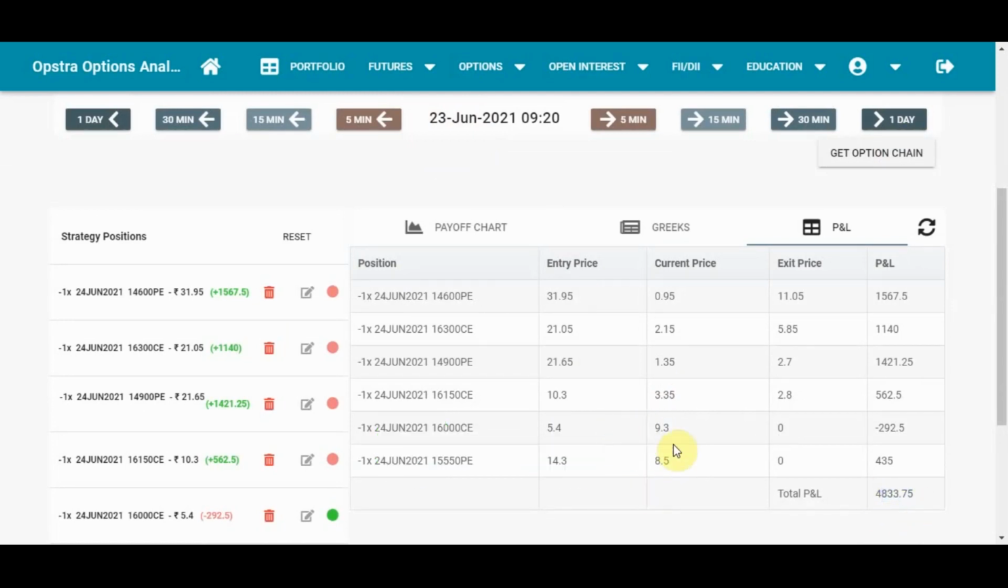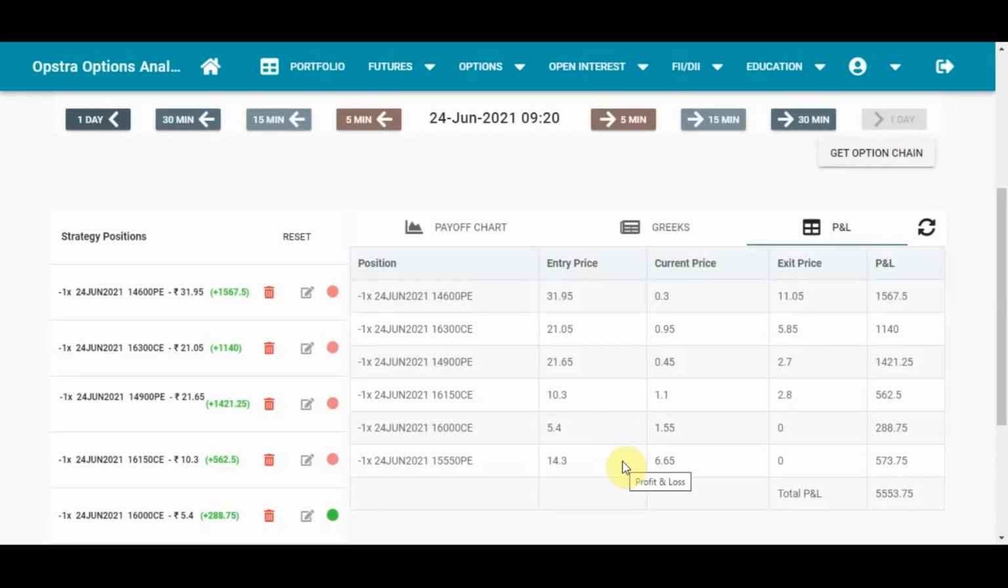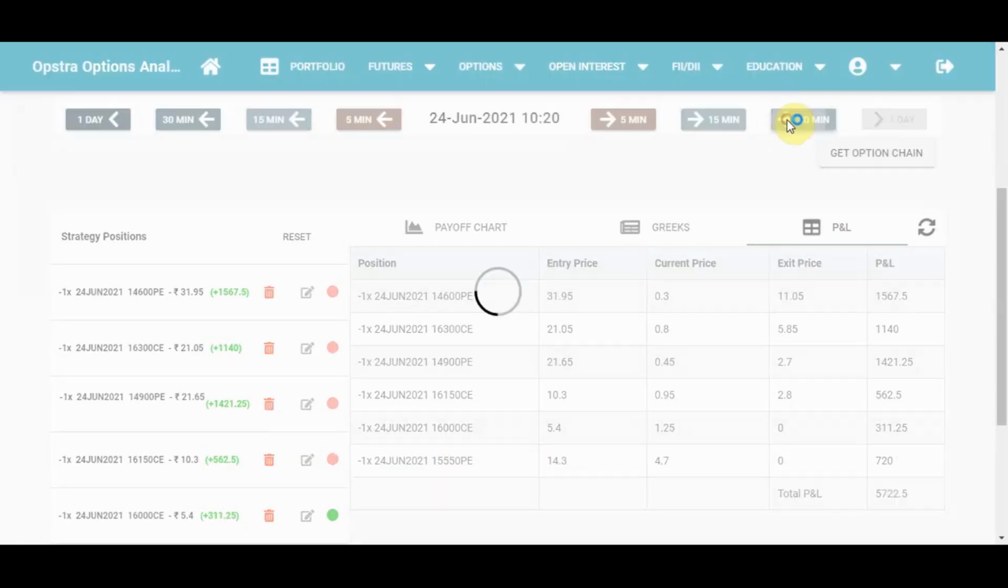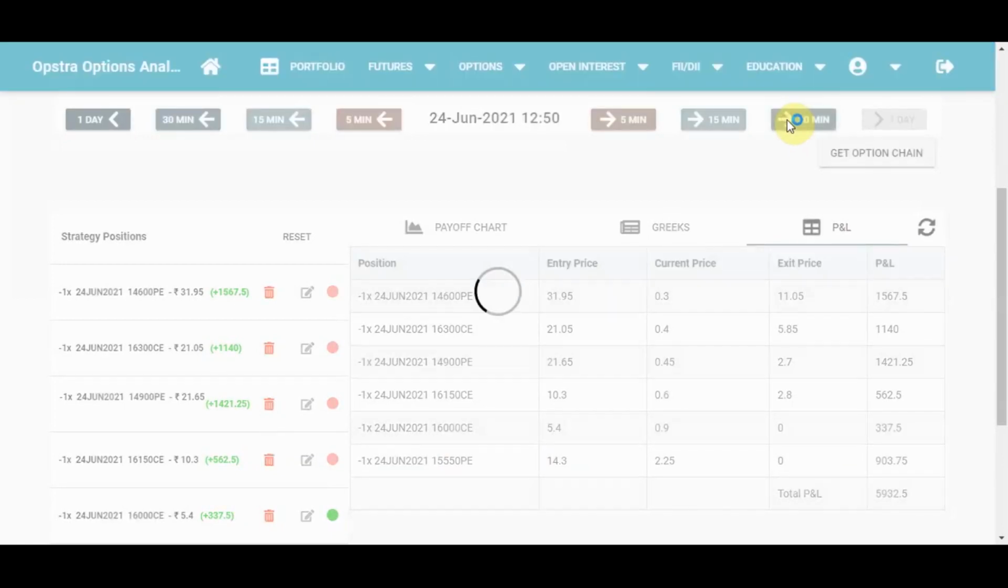In this case, I won't be making any changes. We'll just keep going. And this is the expiry day and the 16,000 call has fallen and the put has also fallen. Our total profit is around 5.5k. So we'll go till 3:30 and see what happens. Both the options are consistently falling as theta decay is working out.